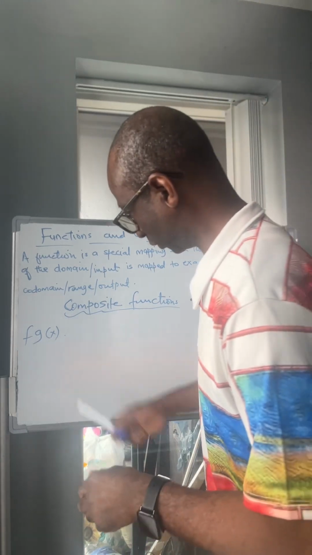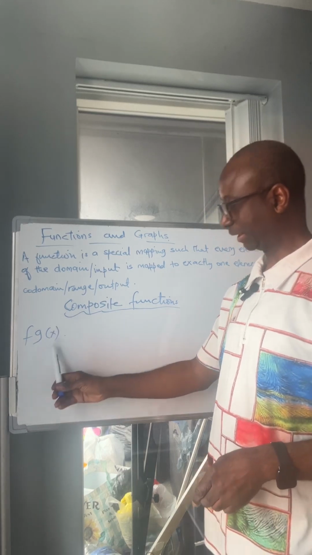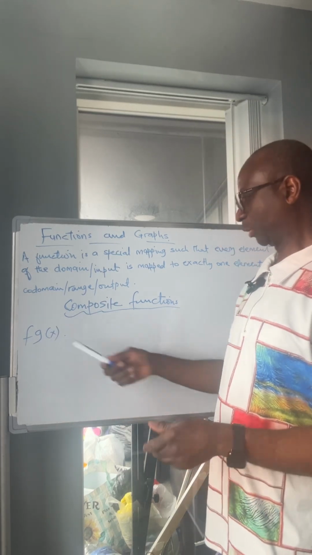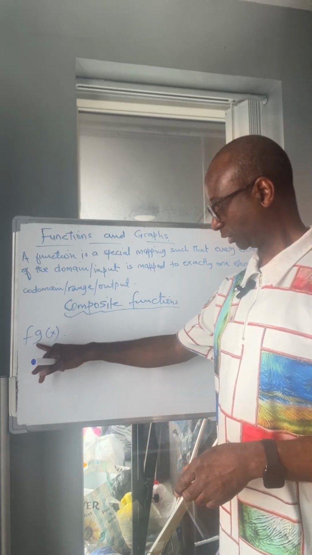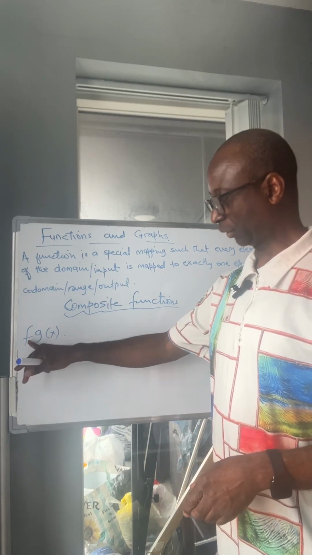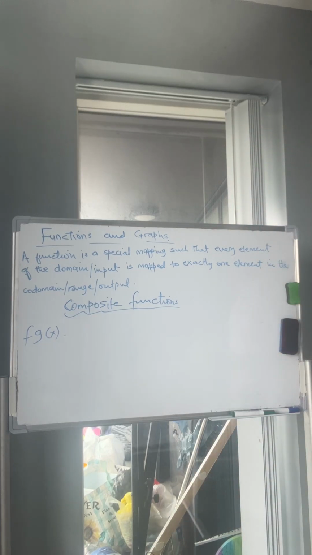Here we have two functions. You have f of g of x and you have g of x. So when you're given this type of function, first you solve g of x before you come to f of g of x. Best way to explain this, let's look at a problem.